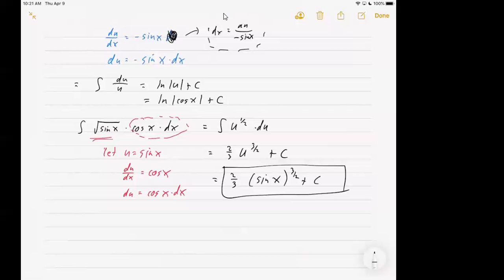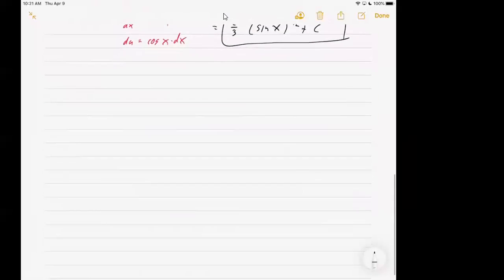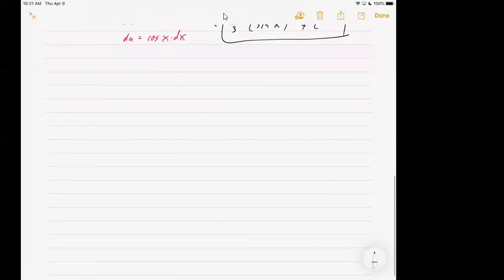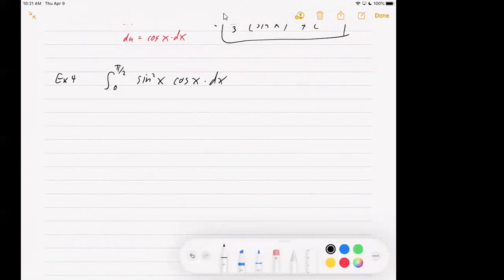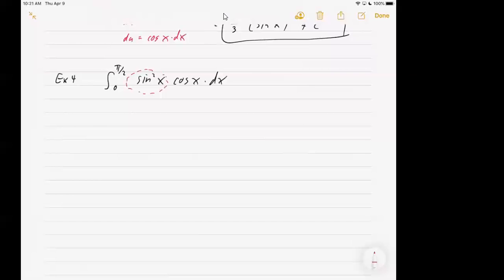Okay, let me do 2 examples where there are limits of integration. So let me start with this one. I think this gets us up to example 4. If I had the integral from 0 to pi over 2 of sine squared x cosine of x with respect to x, the key is we need to substitute for the more complicated one. Cosine of x is to the first power, so we're going to want to not substitute for that. So we will want to substitute for the sine of x.